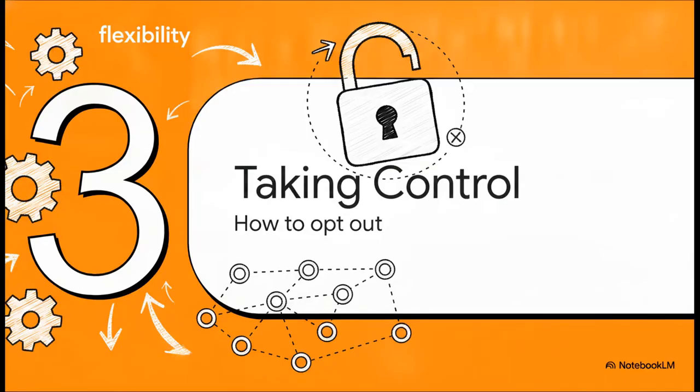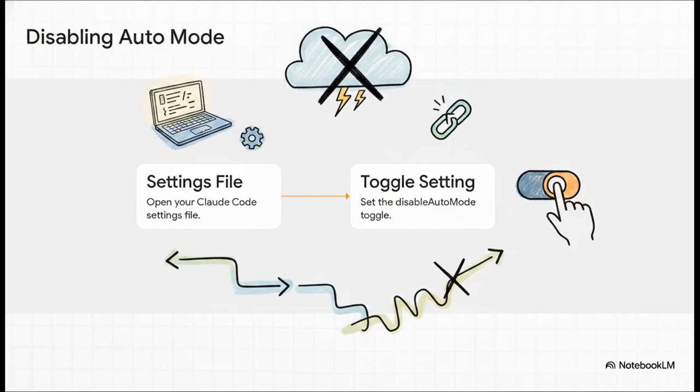All right, Section 3, Taking Control. Let's look at how you can easily opt out of this new default, because we know flexibility is key in enterprise tech. We all know not every team operates the exact same way. Maybe you've got highly specific use cases, like strict compliance requirements, rigorous testing protocols, or a tightly controlled legacy app where you need absolute, predictable, manual control over Claude Code's behavior. You just don't want auto mode running on its own.